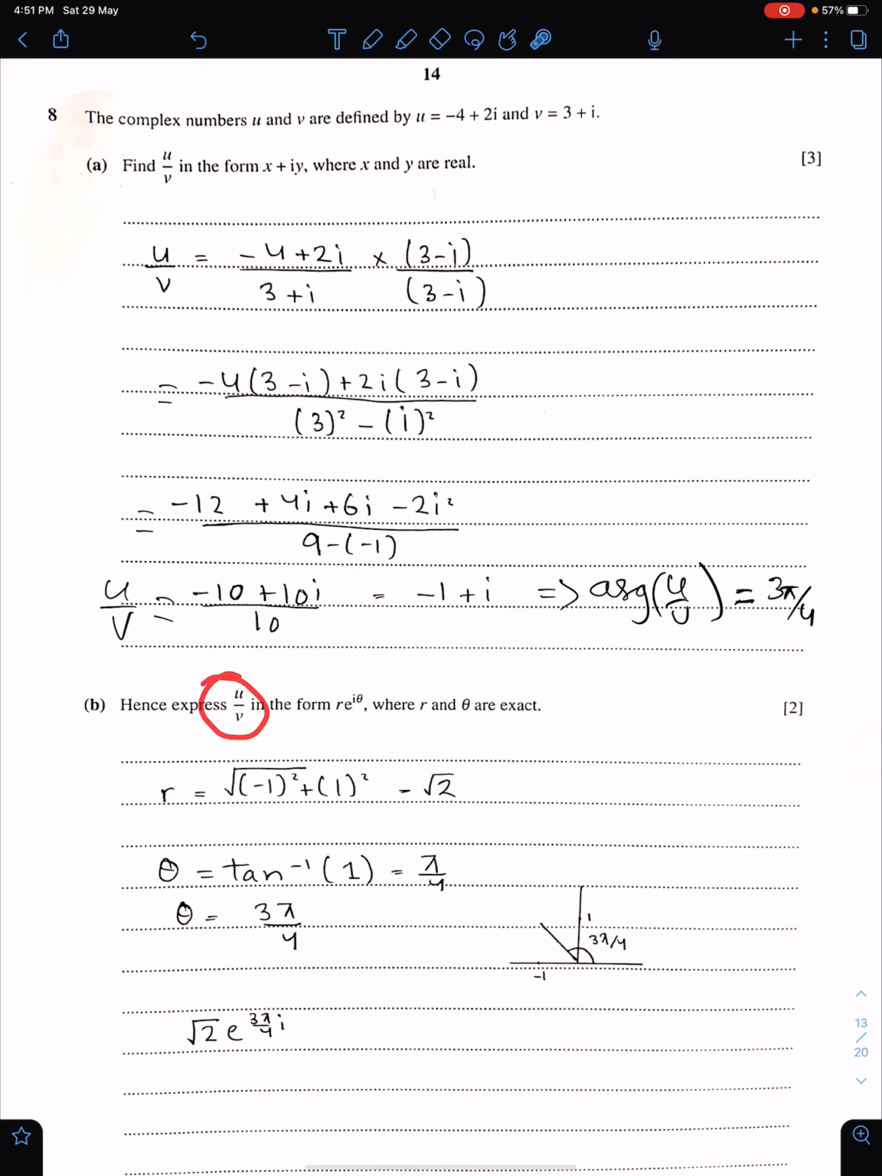Hence express u upon v in this form. This is so simple. We first need to find the modulus of this, and then we need to find the argument of this. The modulus of this is under root 2, which is r, and the argument is 3 pi by 4. So this is the required form, r e to the power i theta. You just need to substitute r here and theta here to get this.